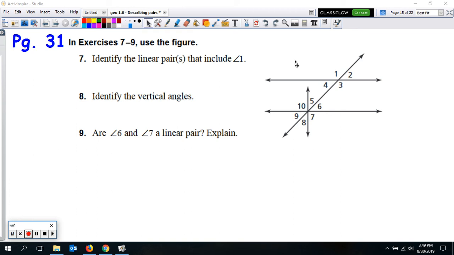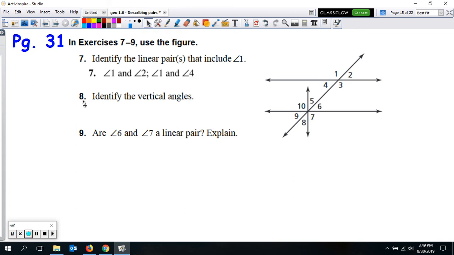Okay, remember they have to be adjacent and supplementary. So what's adjacent to 1? Well, 2 is adjacent to 1. Are they supplementary? Yes. So 1 and 2 are a linear pair. 4 is also adjacent to 1. Are they supplementary? Yes. So both of those are going to be your linear pairs: angle 1 and 2, angle 1 and 4.